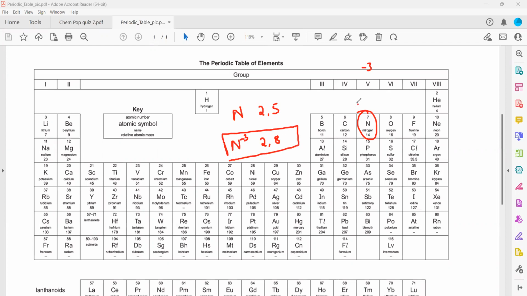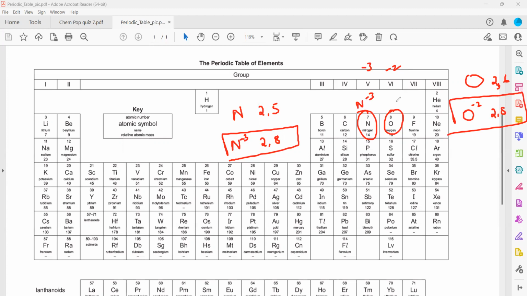So nitride ion, or nitrogen -3, has the same configuration as magnesium +2, like 10 electrons. Or it can be oxygen. Oxygen is 8, so the configuration of the oxygen atom is 2,6. But oxygen belongs to group 6, so it will take 2 electrons when it turns into an ion. So when oxygen is -2, it will be 2,8.